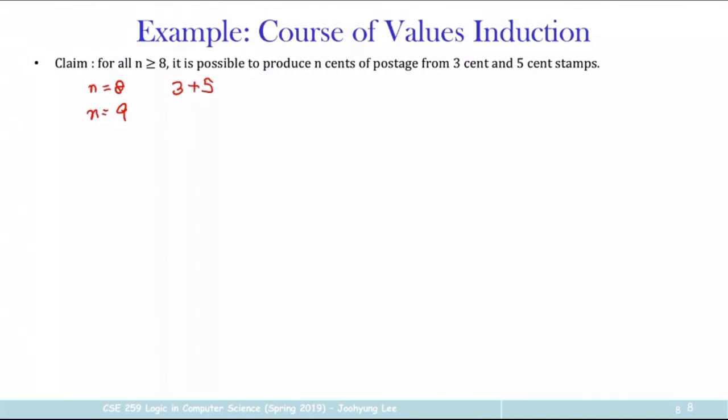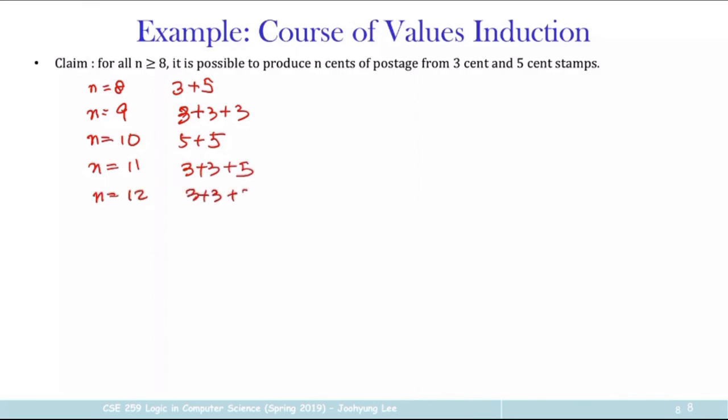3 plus 3 plus 3. Okay. So that seems to be working. Okay. So 3 plus 3 plus 3 is 9. What about 10? 5 plus 5. Okay. What about 11? 3 plus 3 plus 5. Okay. What about 12? 3 plus 3 plus 3 plus 3. Okay. So you see that it works for P of 8, P of 9, P of 10.